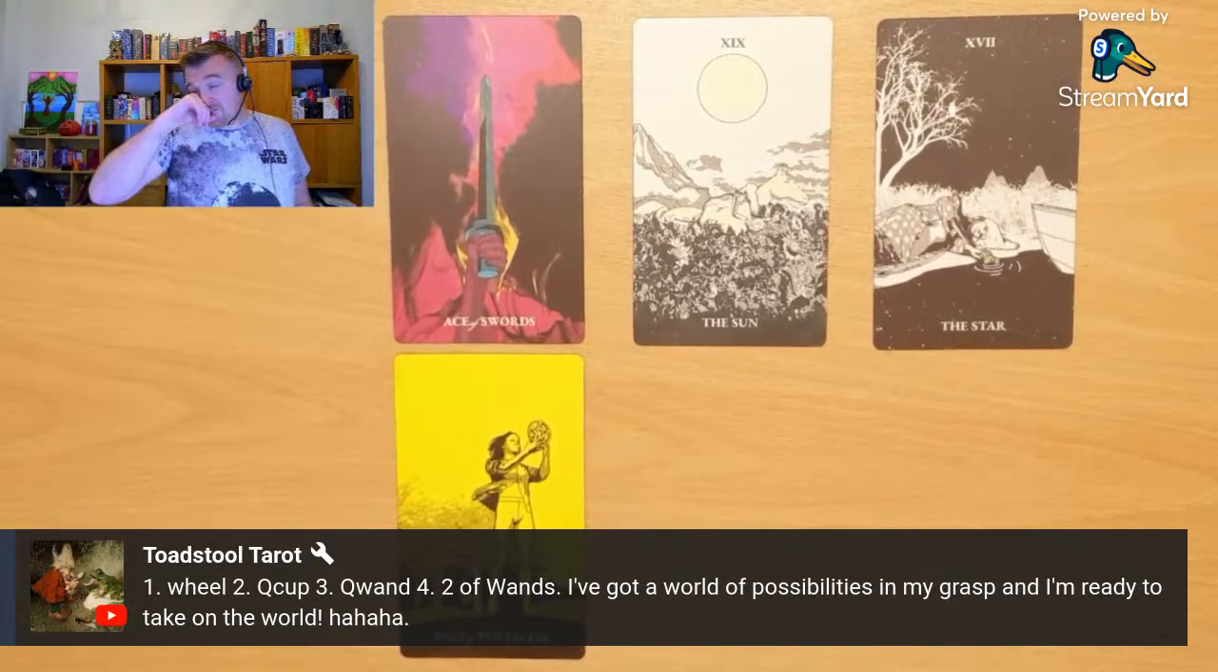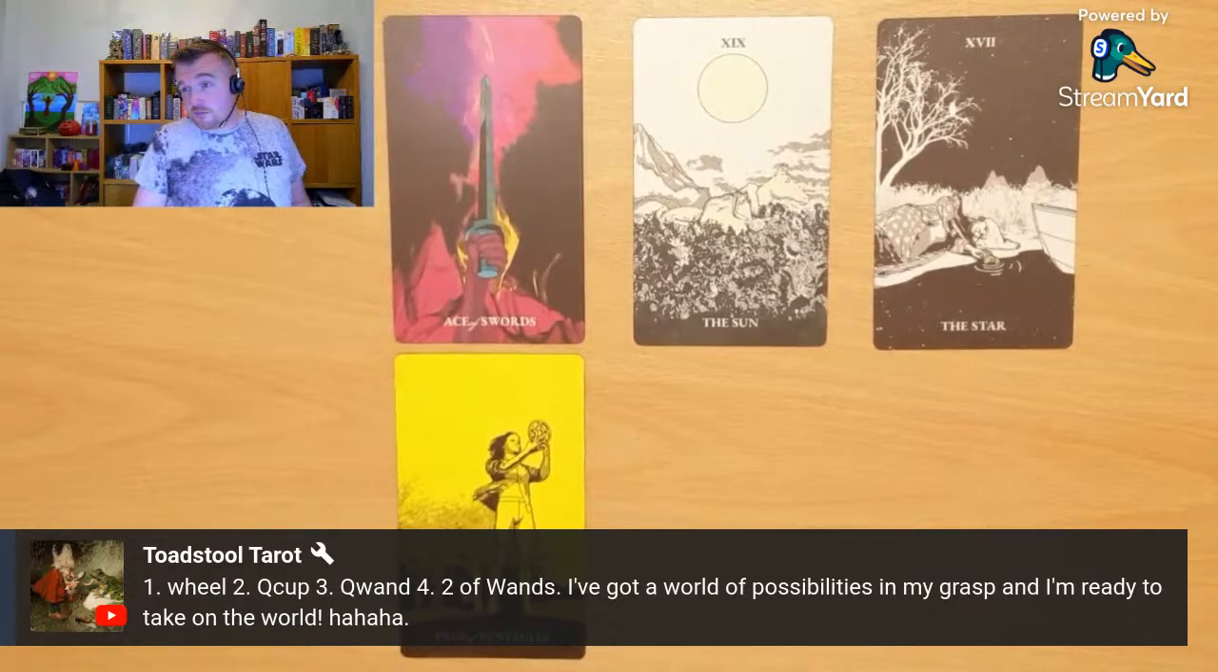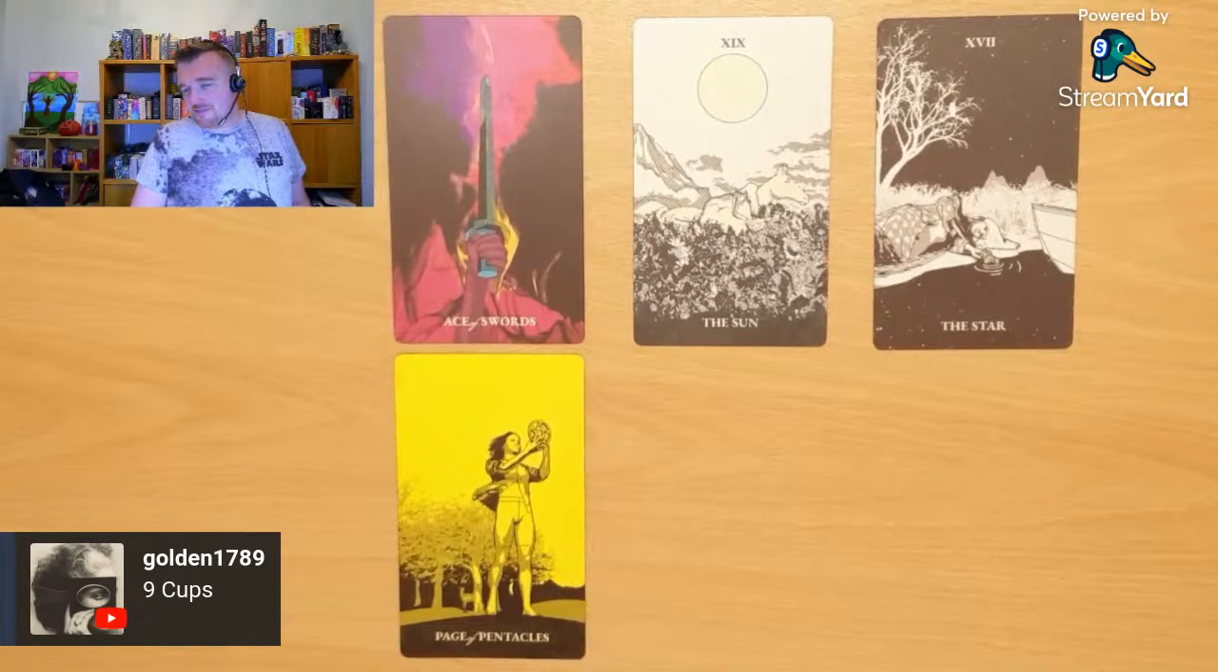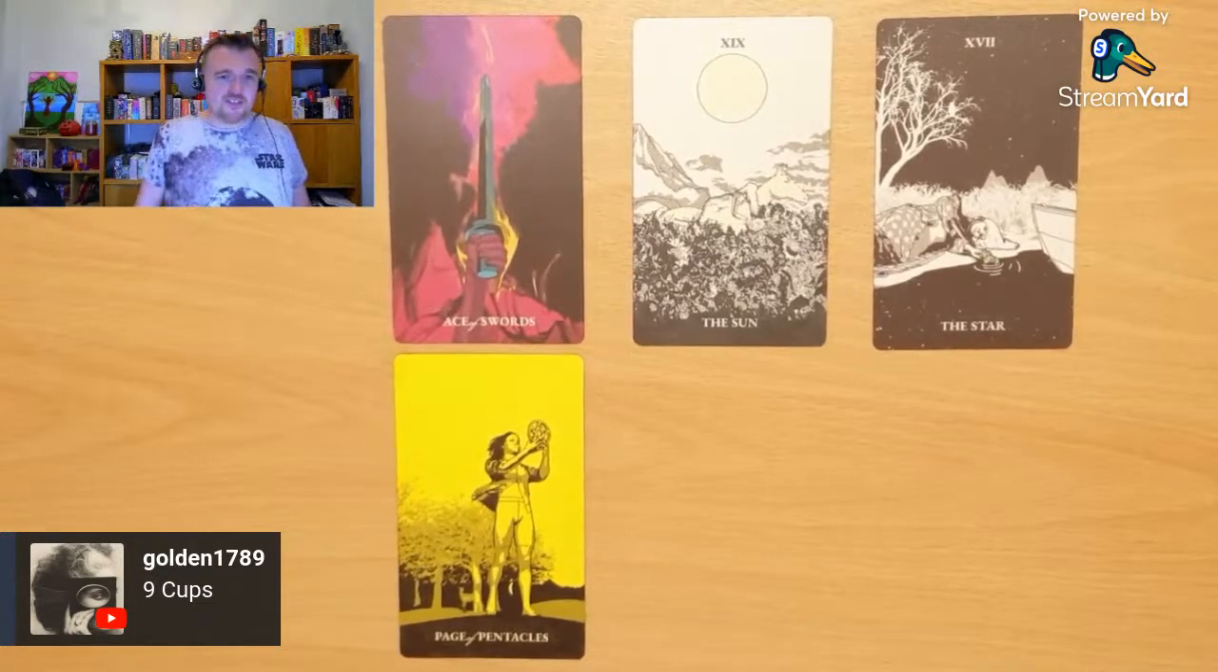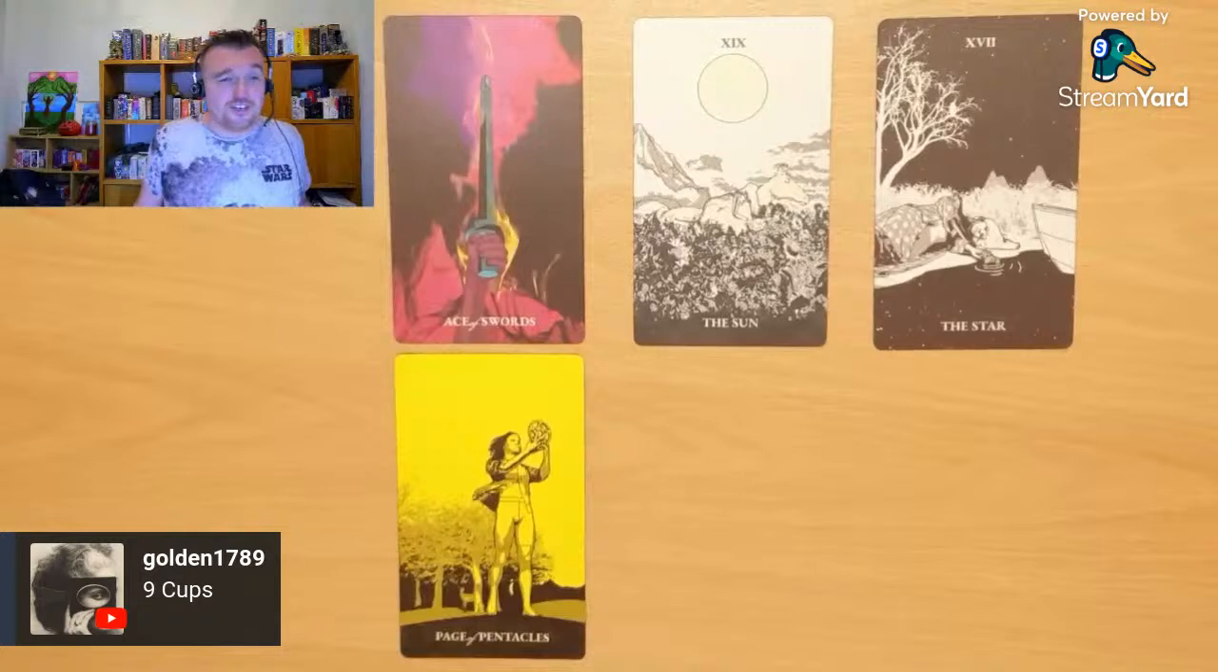Two of Wands for Robin. I've got a world of possibilities in my grasp, and I'm ready to take on the world. We like that. Nine of Cups, very nice. There's the Nine of Cups in one of Chiro's decks, Legacy of the Divine, which is probably one of my favorite Nine of Cups. It shows someone who's set the table, and is just their heart's full.